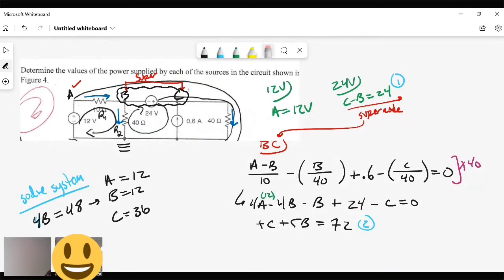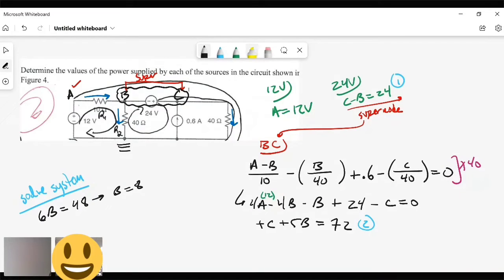Oh, you know what? You're right. You're 100% right. I did it wrong. I'm trying to do it all in my head. I'd have to flip the top one, so it'd be 6B. 6B equals, and then I still have the 48. The same process, and that's going to give me B equals 8.